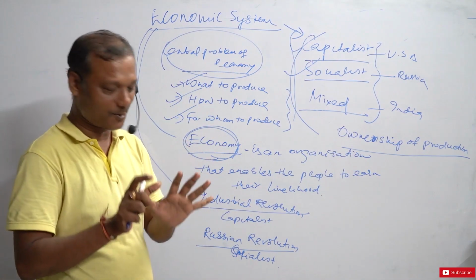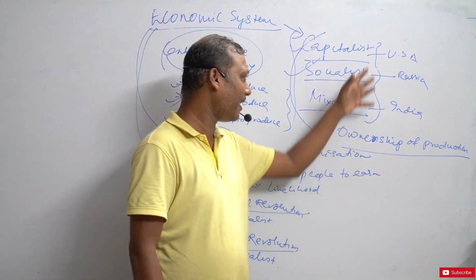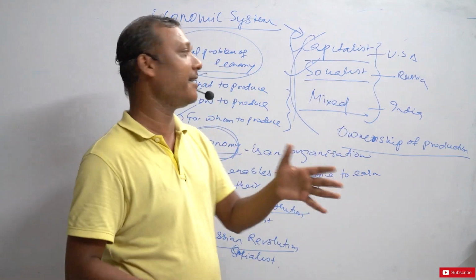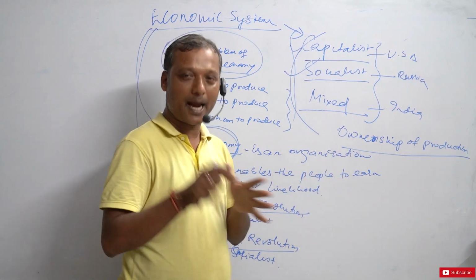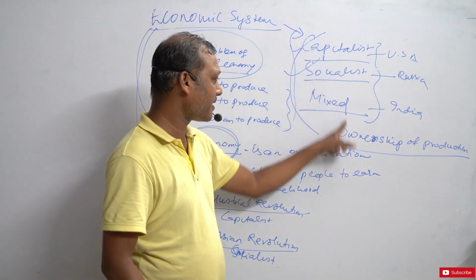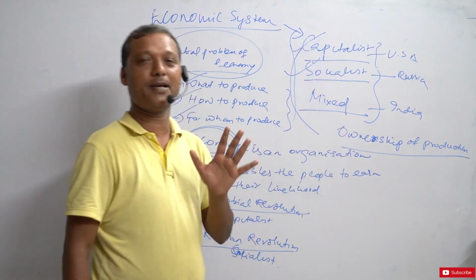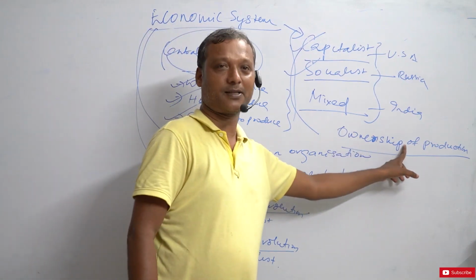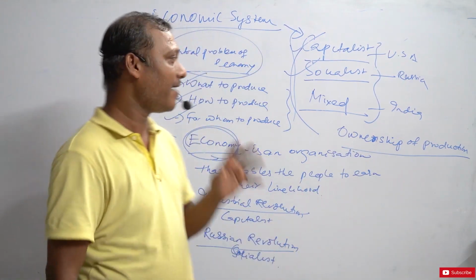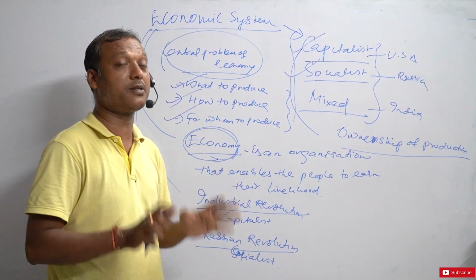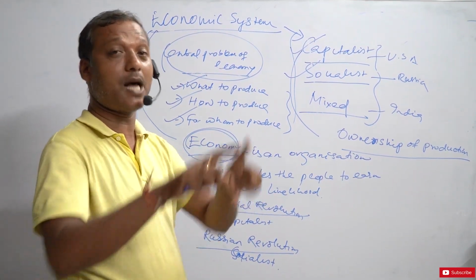Are you clear? So now I have given the clear picture. How can you classify different types of economic system? And I told you that all the economic systems are being classified on the basis of ownership of production. Ownership in the sense, when the resources, I am talking about the resource, when you talk about resource, it means the wealth.